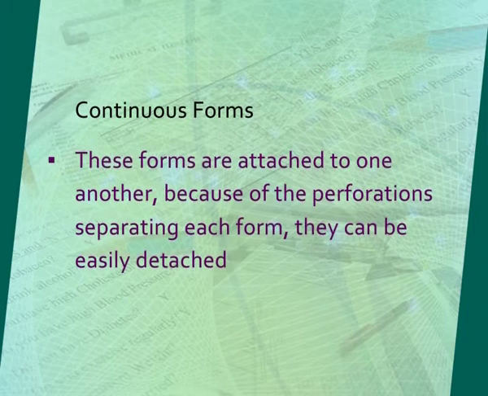Continuous forms. These forms are attached to one another because of the perforations separating each form. They can be easily detached. Continuous forms are designed for large volume use at workplaces that need to generate a large number of labels on a regular basis. For example, shipping labels, post office, etc.